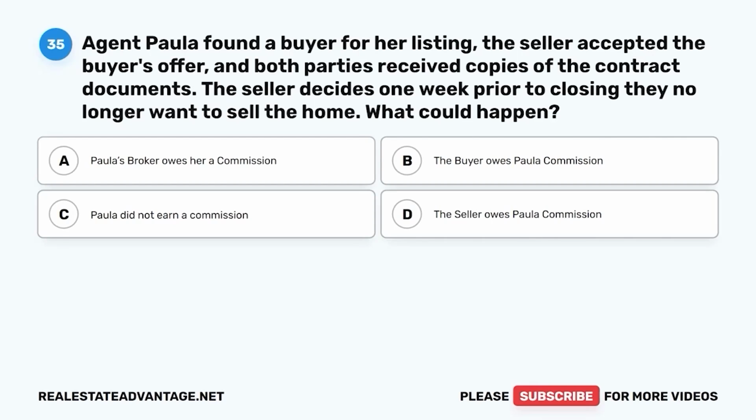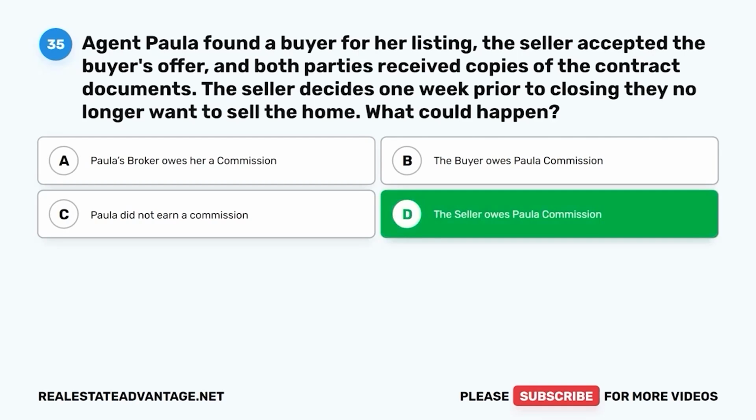What could happen? A. Paula's broker owes her a commission. B. The buyer owes Paula commission. C. Paula did not earn a commission. D. The seller owes Paula commission. The correct answer is D. The seller owes Paula commission.